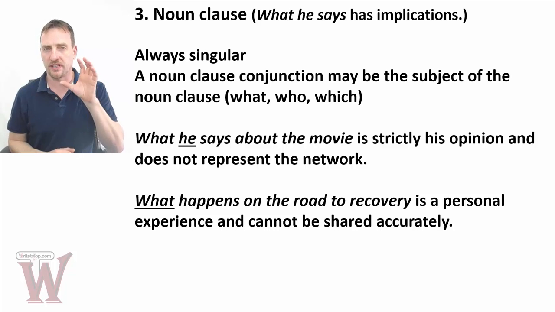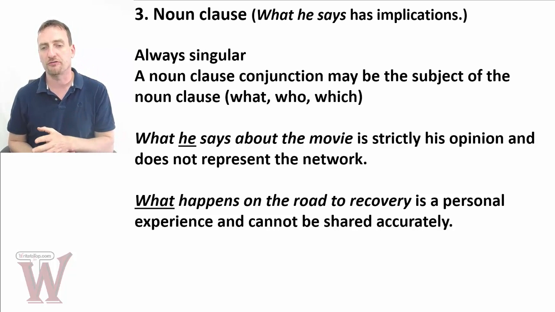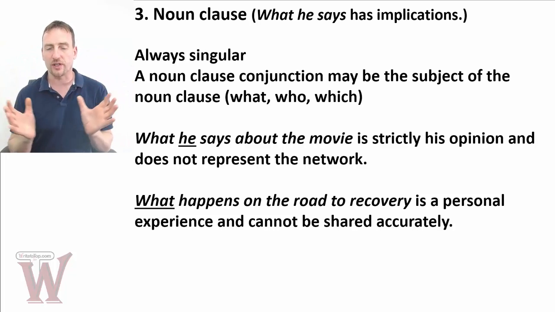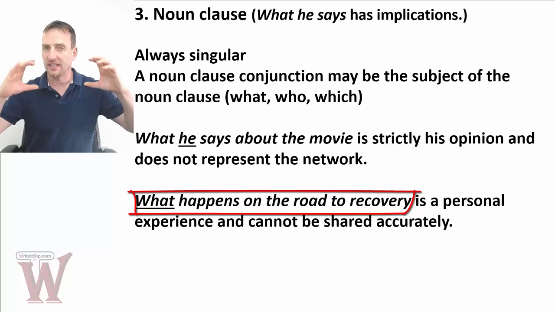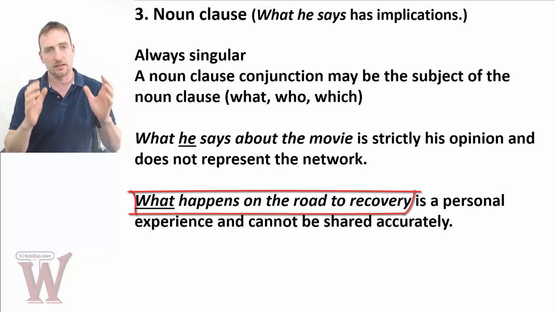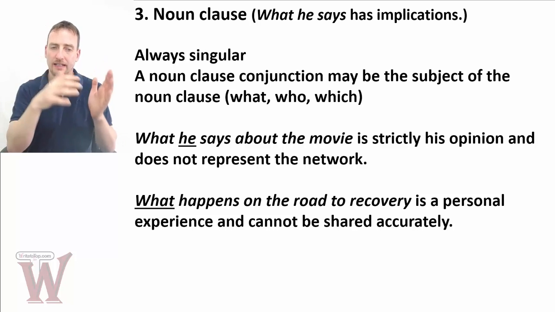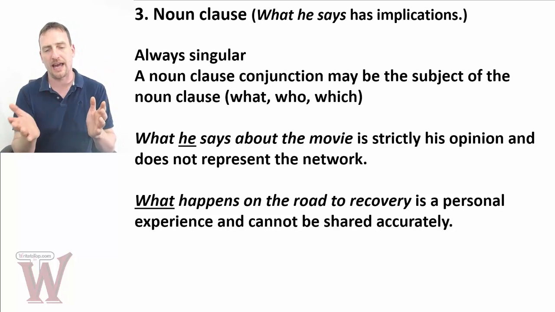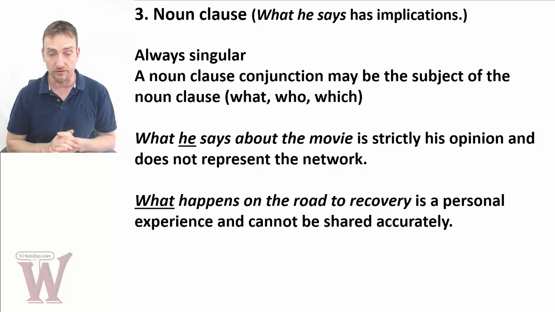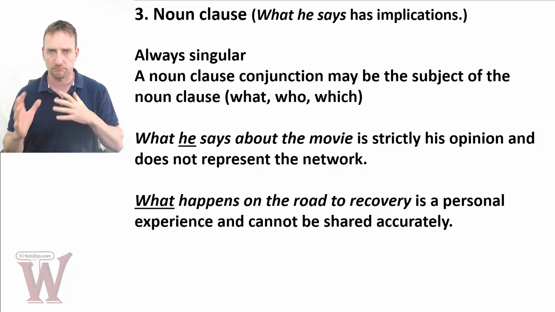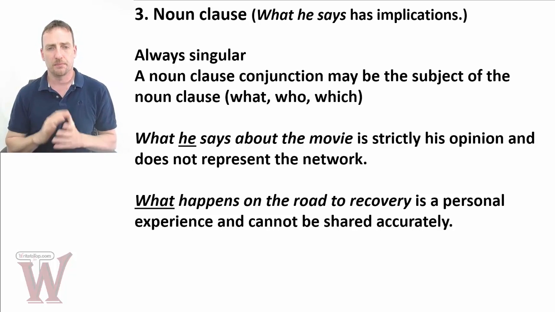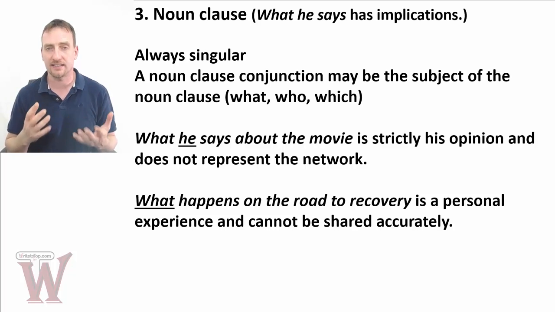Now, in the second example, the conjunction is the subject. What happens on the road to recovery is a personal experience and cannot be shared accurately. So if you look at the whole sentence, what is the subject of this sentence? What happens on the road to recovery. This noun clause is the subject, singular, so the verb is singular: is a personal experience. Inside the noun clause, what is the subject, and happens is the verb of the noun clause. So again, it's a good idea to get a review of how noun clauses work, but that will be a separate video about the dependent clauses. But for now, just make sure you can recognize it as a subject.